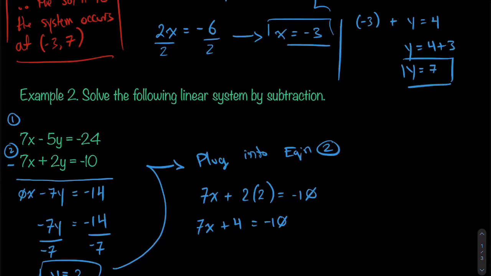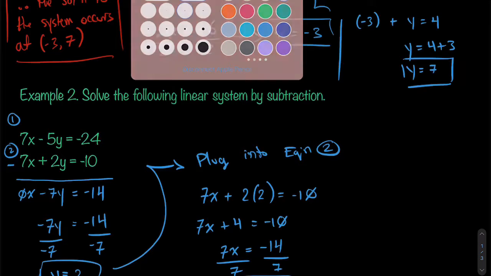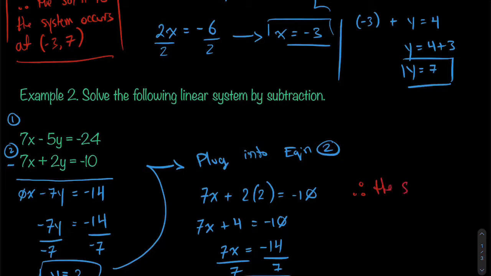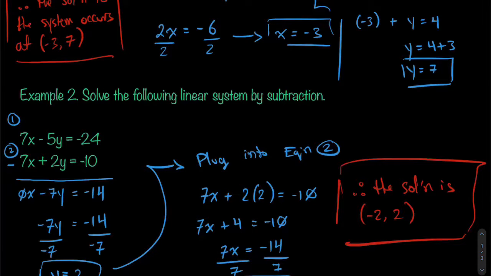Okay, let's move that 4 to the other side. So we get 7x equals negative 14. Divide by 7, and we are left with negative 2. So there's our coordinate. So let's write that in. Therefore, the solution is, what is it? Negative 2, positive 2. And that's all we need to write for these, folks.